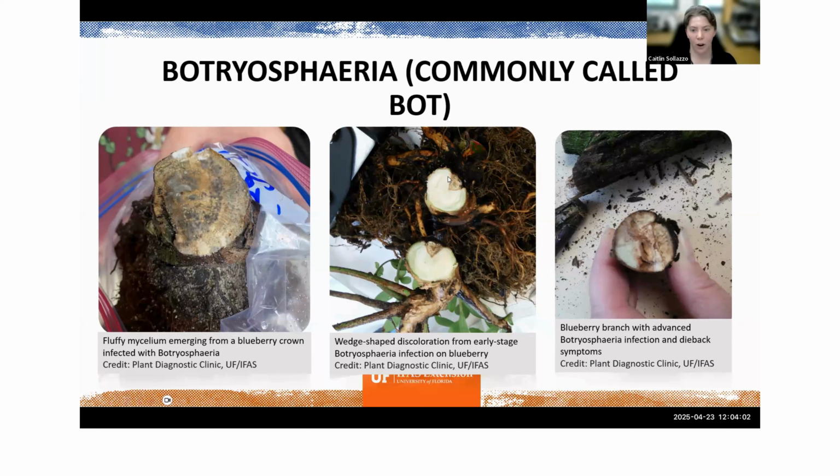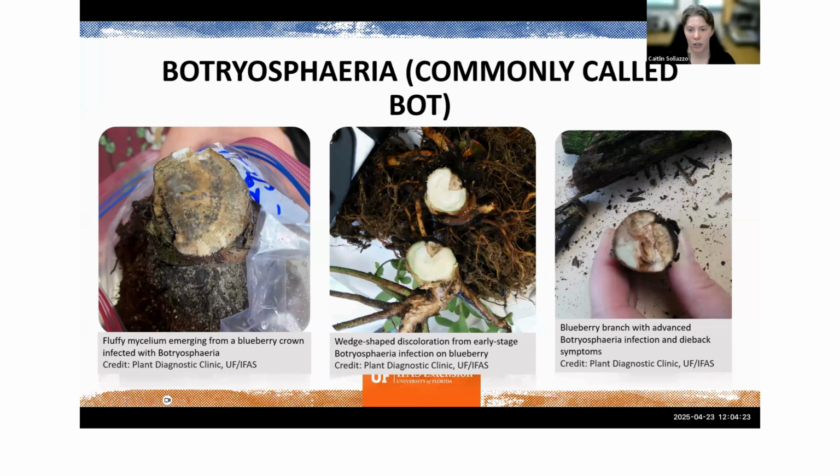It starts with a very wedge shape distribution. So it starts off at the edge and then slowly starts to work its way to the center of the plant as it's killing it. This is more of a late stage symptom. The perfect wedge has kind of gone away and it's kind of blighting the entire branch.